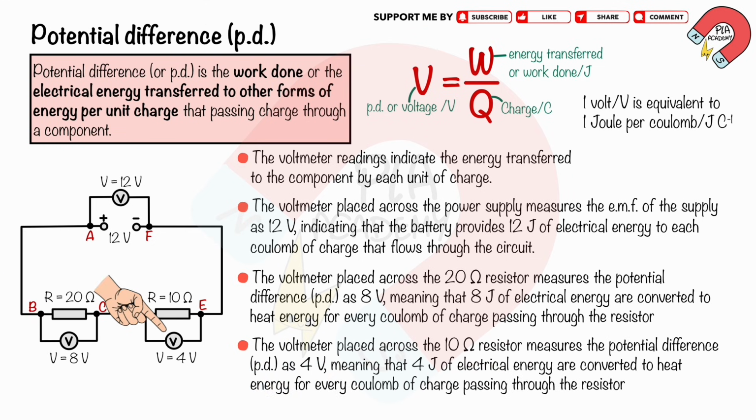The voltmeter placed across the 10 ohm resistor measures the potential difference, PD, as 4 volts, meaning that 4 joule of electrical energy are converted to heat energy for every coulomb of charge passing through the resistor.